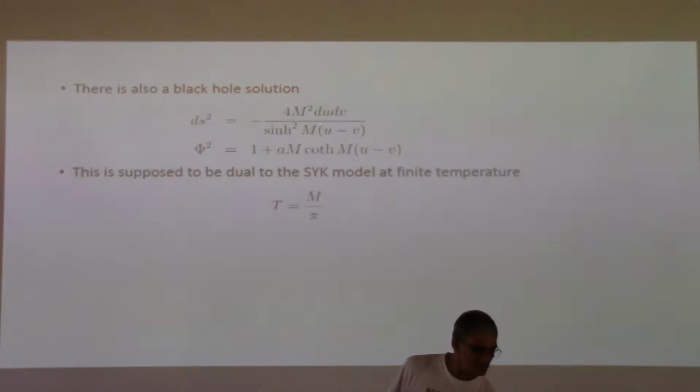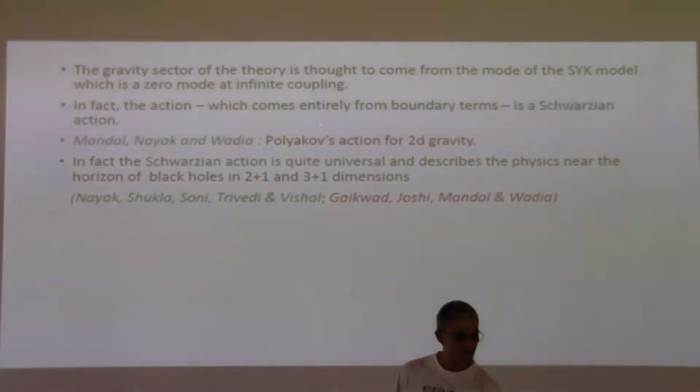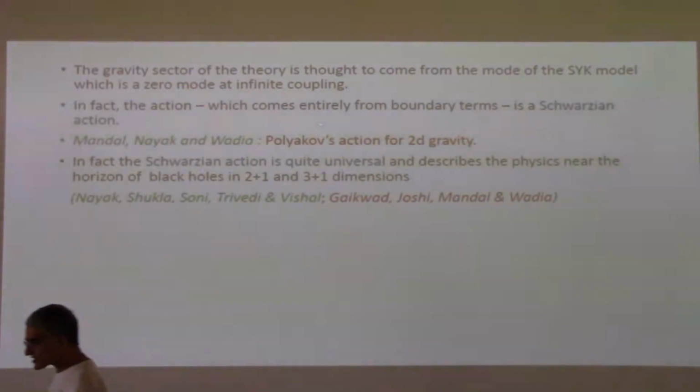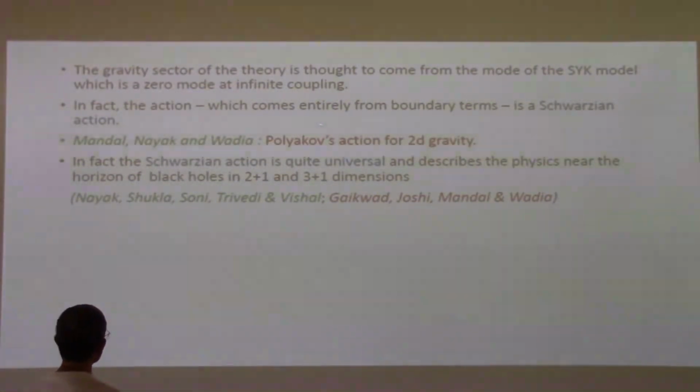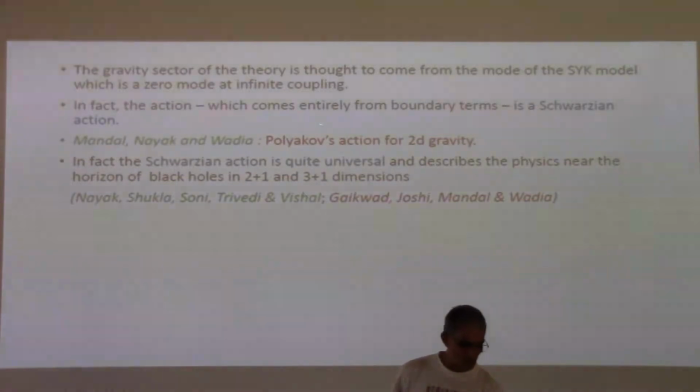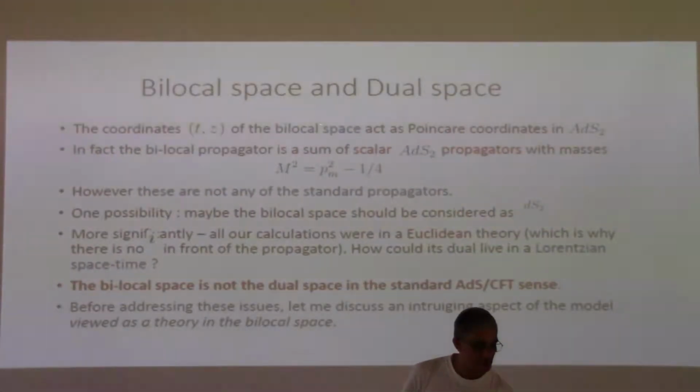Okay, so with these ingredients, I should also mention that this kind of thing is not always restricted to Jackiw-Teitelboim. The Schwarzian action is actually quite universal. It appears in many places. In particular, Mandal, Nayak and Wadia showed that it appears in the Polyakov action in two dimensions. The Schwarzian action itself also describes, in a way which is understood very well, the near horizon geometries of both 3+1 and 2+1 dimensions, which is some recent work by these people. So it's a universal action of broken SL2R symmetries.